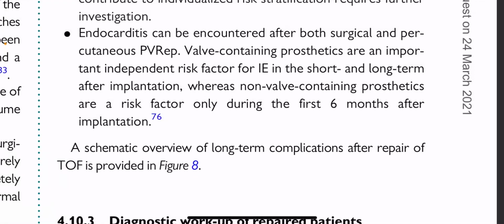Endocarditis can be encountered after both surgical and percutaneous PVR. Valve-containing prosthetics are an important independent risk factor for infective endocarditis in the short and long term after implantation, whereas non-valve-containing prosthetics are a risk factor only during the first 6 months after implantation. A schematic overview of long-term complications after repair of TOF is provided in Figure 8.